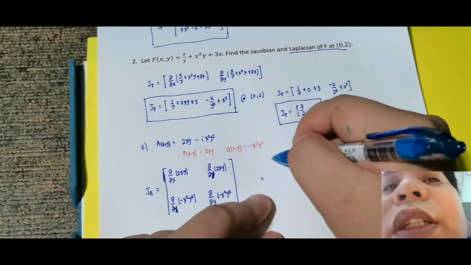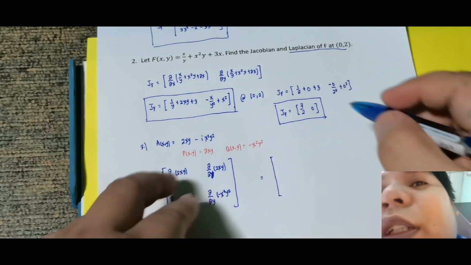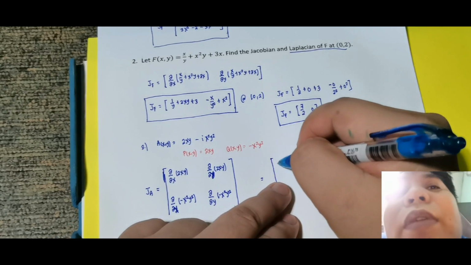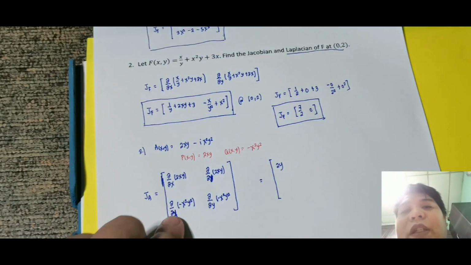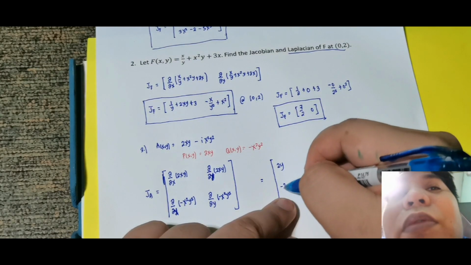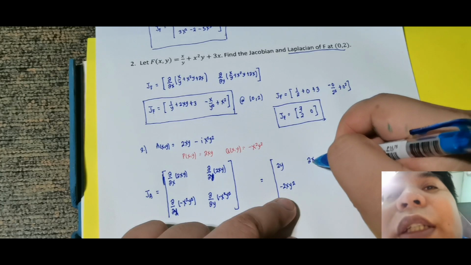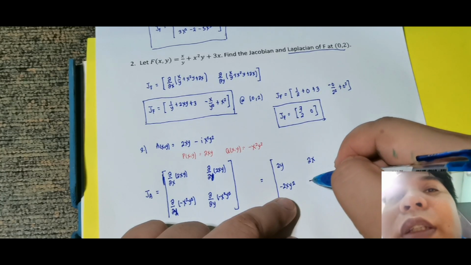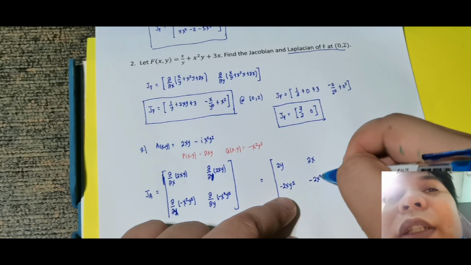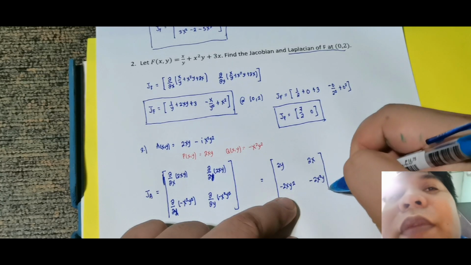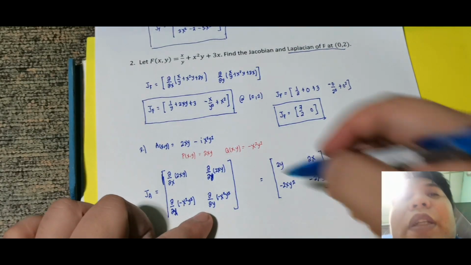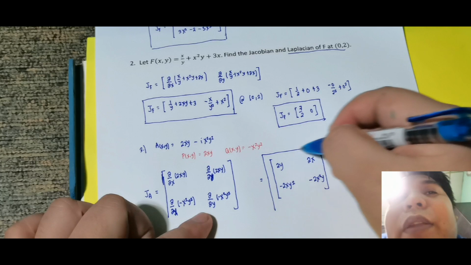So this is equal sa, this is partial derivative with respect sa x is 2y. Ito is partial with respect sa x is negative 2x y squared. Ito ay 2x. Ito ay negative 2x squared y. Okay, kasi partial derivative with respect sa y. So therefore, ito yung kanyang Jacobian.